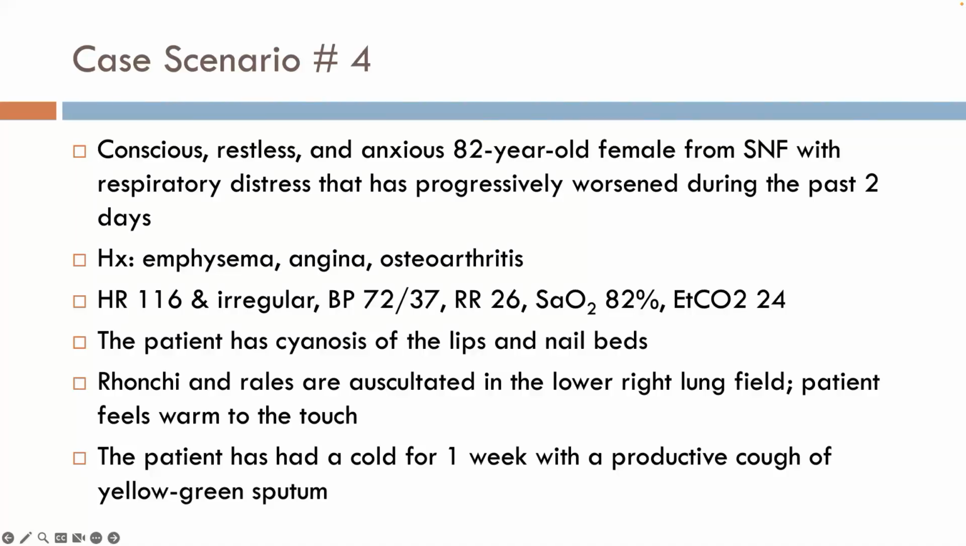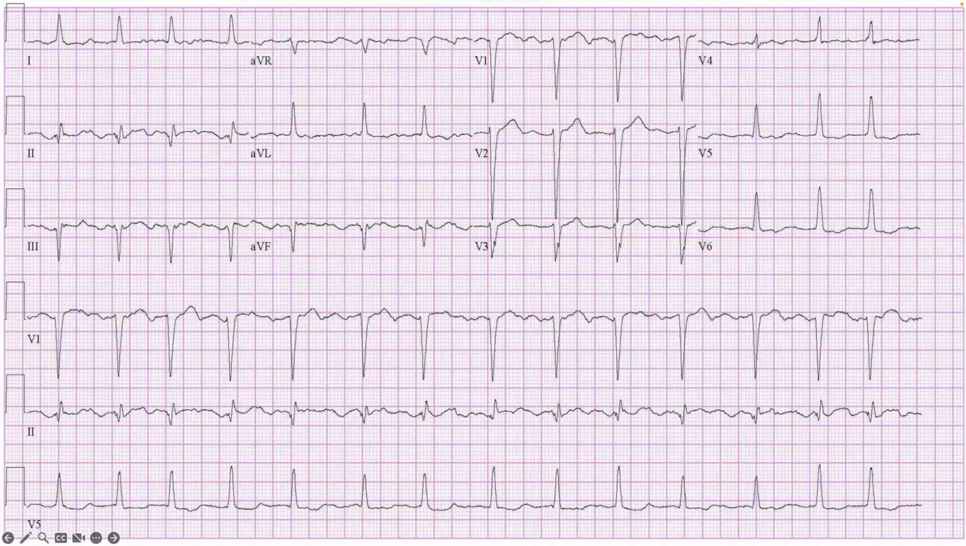Conscious, restless, 82-year-old from the nursing home. History of emphysema, she's tachy, irregular, her blood pressure is 72, SpO2 is 80, her end-tidal is 24. Sepsis, good. She's cyanotic, she's got rhonchi and rales, she's been having some cold and flu symptoms for the past week. She's got pneumonia going on. That's her EKG. Anything special?